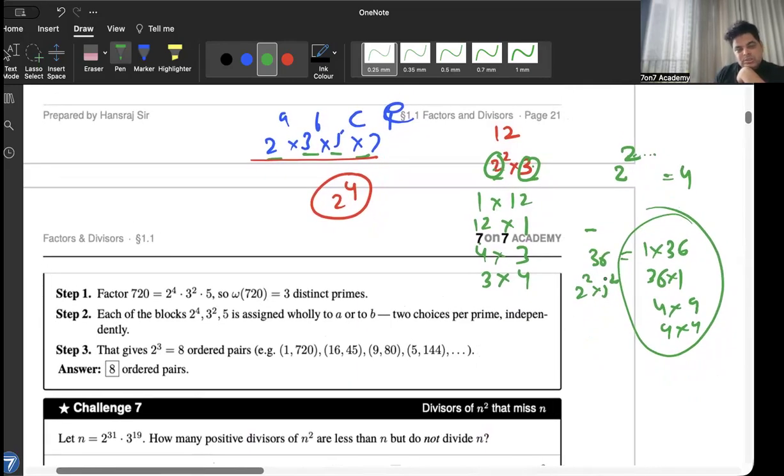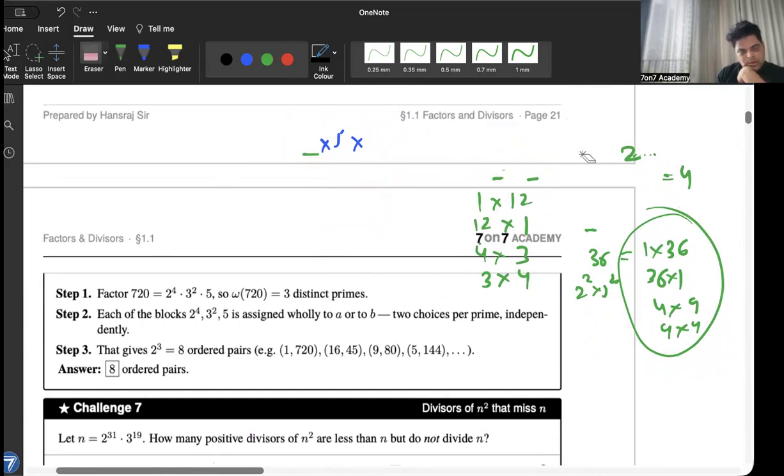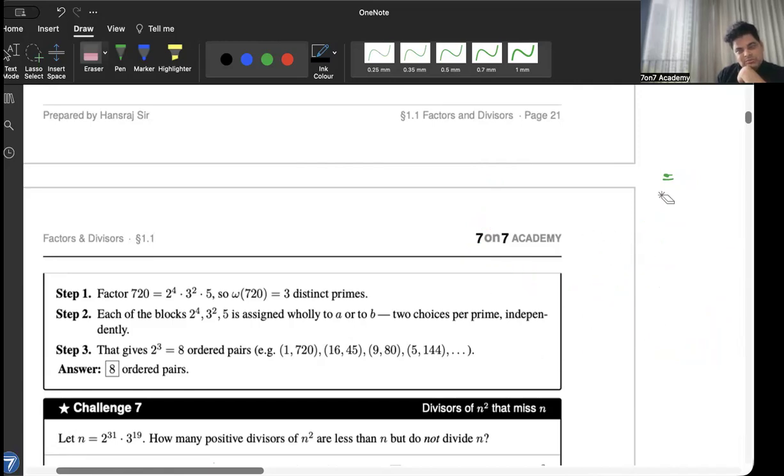Now, can you read question number 7? 2 raised to 31 and 3 raised to 19. How many positive divisors of n square are less than n but do not divide n? So take an example of this. How many divisors are there, what are the rules of divisors? Just like if I take 12, I could write 2 raised to 2 into 3.